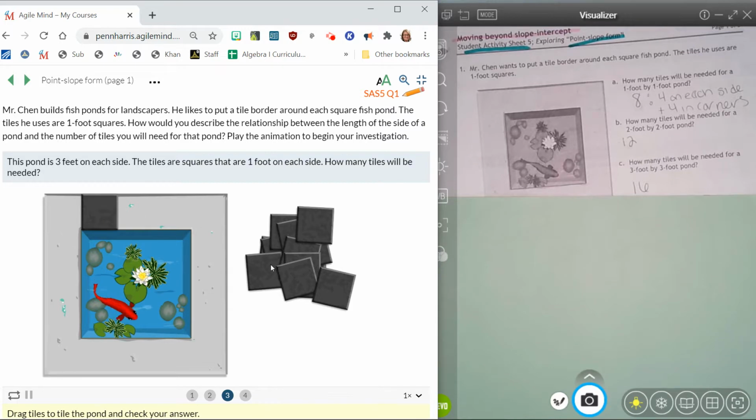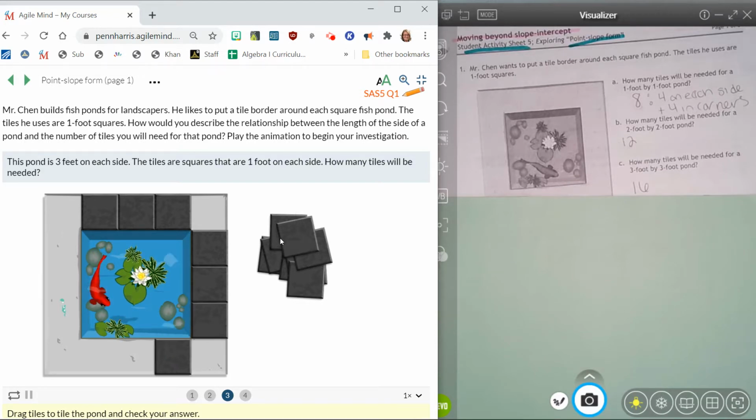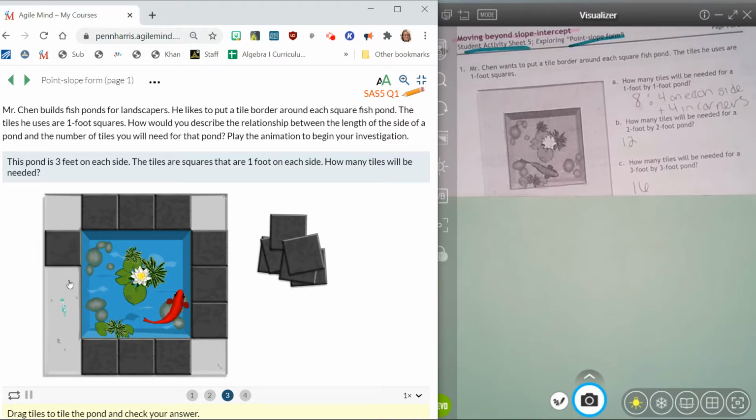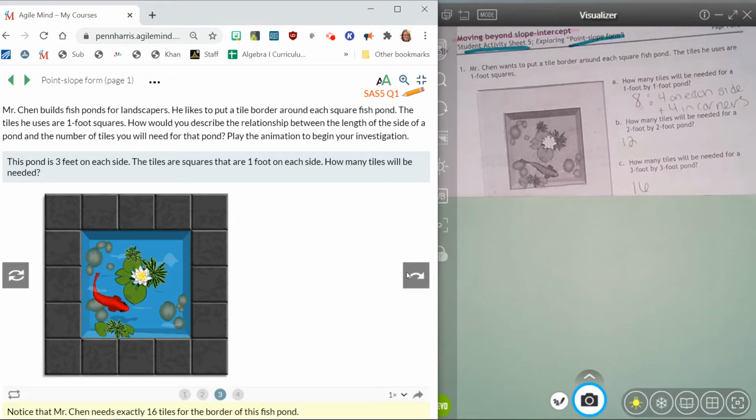We'll say 1, 2. Well, it doesn't want to lock in today. 3, and then we'll repeat that on this side. Repeat it on this side. And then the last side. So we got 3, 6, 9, 12, 13, 14, 15, and 16.